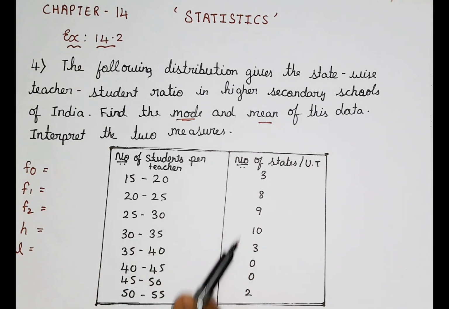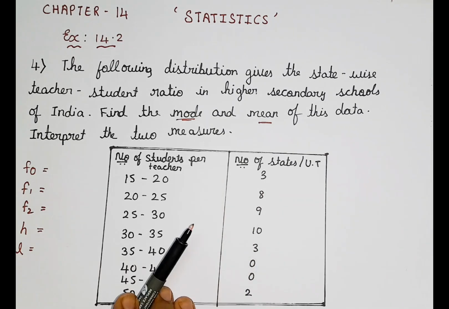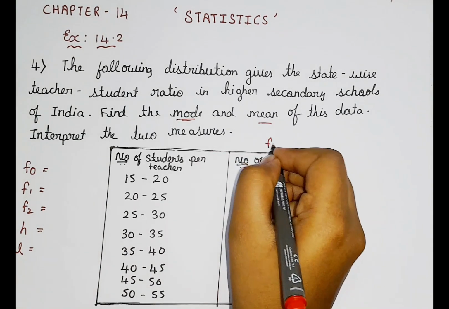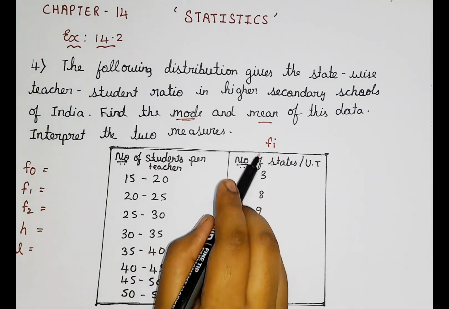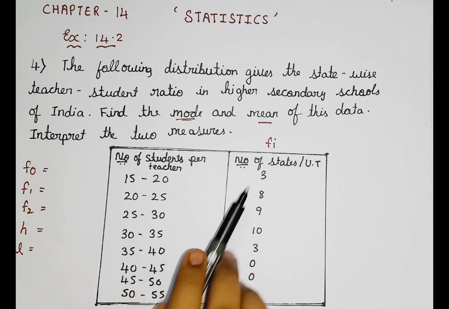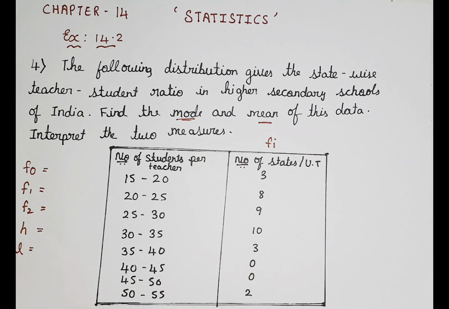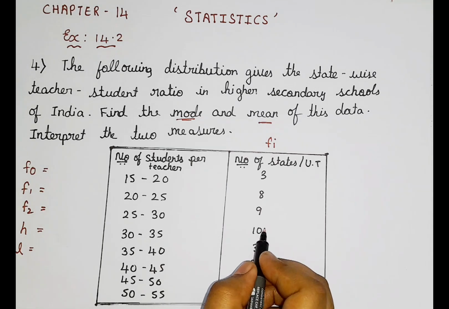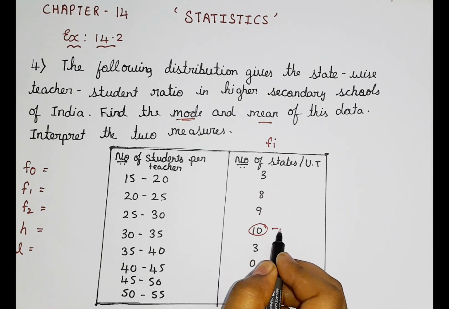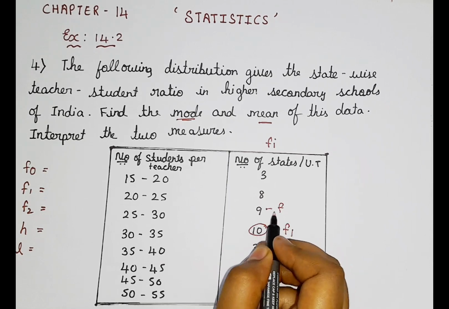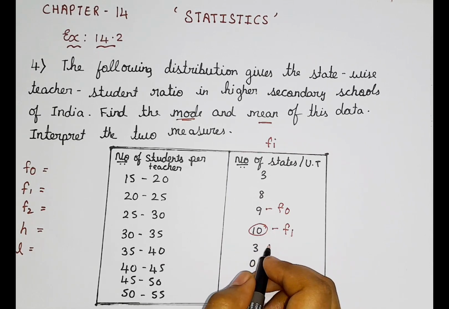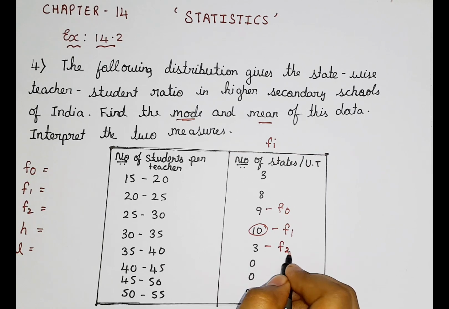We call this Fi, and this one is the class interval. So this is the Fi value, isn't it? In this Fi column, which is the greatest number? The greatest number is 10. We take it as F1, the number before it is F0, and the number below it is F2.